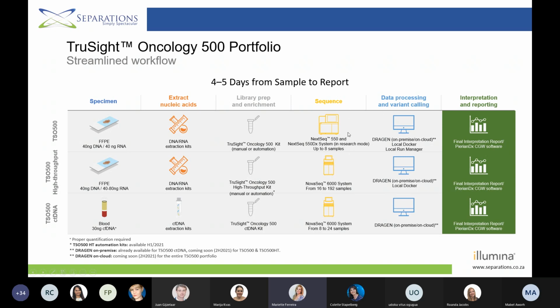The TS0500 is compatible with the NextSeq 550 and the NextSeq 550 Dx system, whereas the high throughput and the circulating tumor DNA assays can only be done on the NovaSeq 6000 system. Then we do data processing and variant calling with DRAGEN, either on the on-premise server, and we can also access that on the cloud itself. And then there are some options for interpretation, which will give you a very nice report in the end. We do that with Pierian Dx Clinical Genomics Workspace.